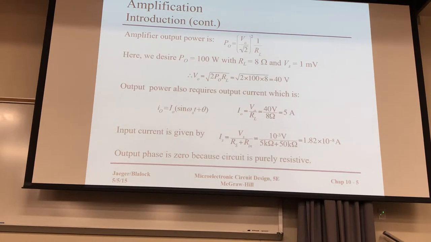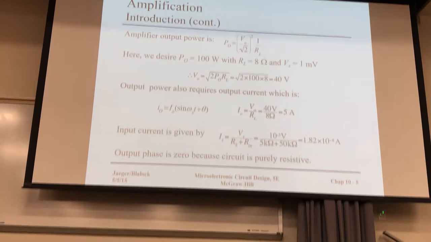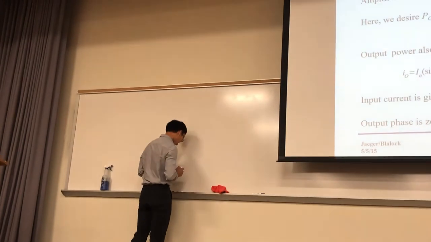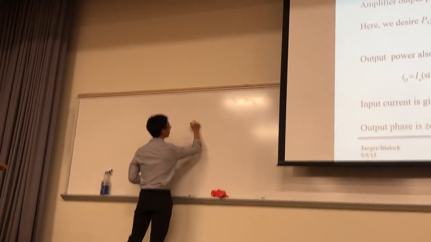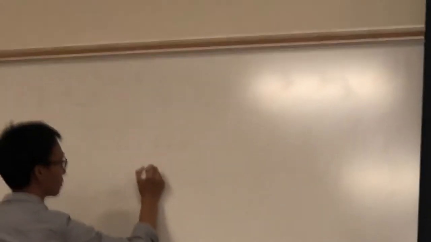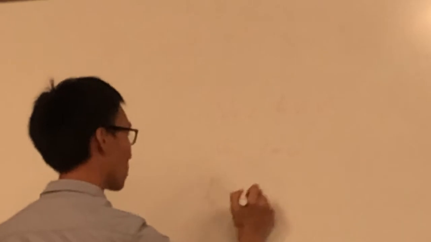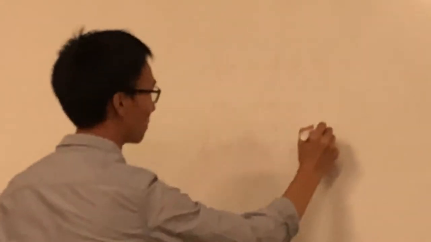Okay. Now that we know Vout and we know the source voltage is 1 millivolt, we can calculate the voltage gain, that is Vo over Vs, right? So we know Vo equals 14 volts, and Vs equals 1 millivolt, right? So the voltage gain equals Vo over Vs. This is very simple.